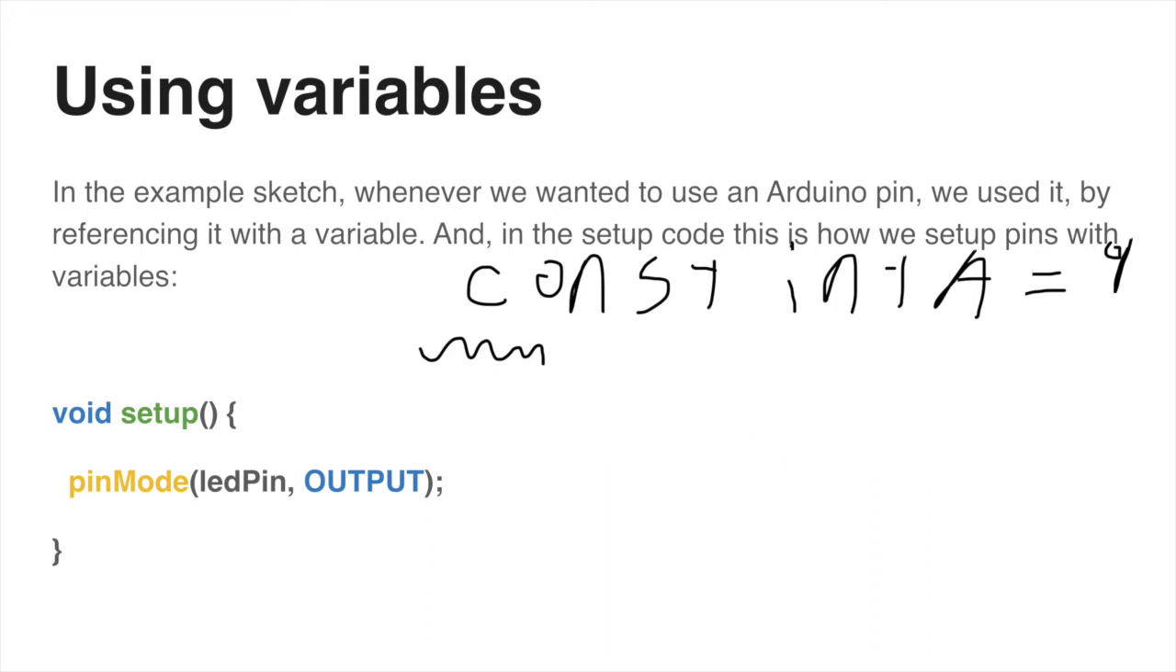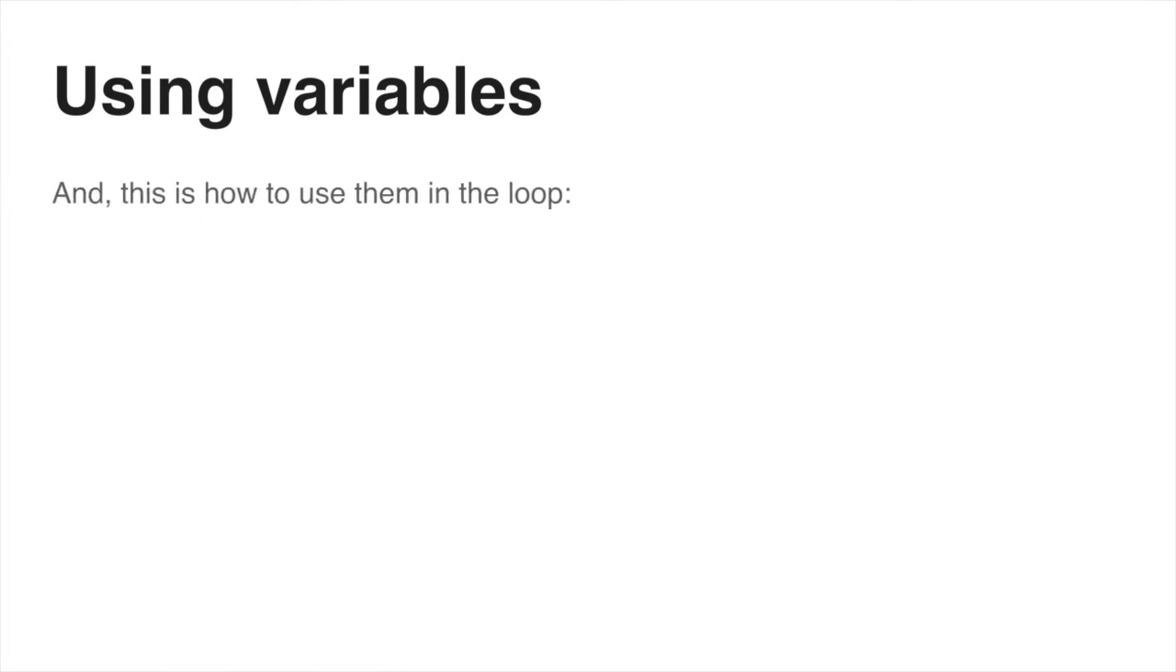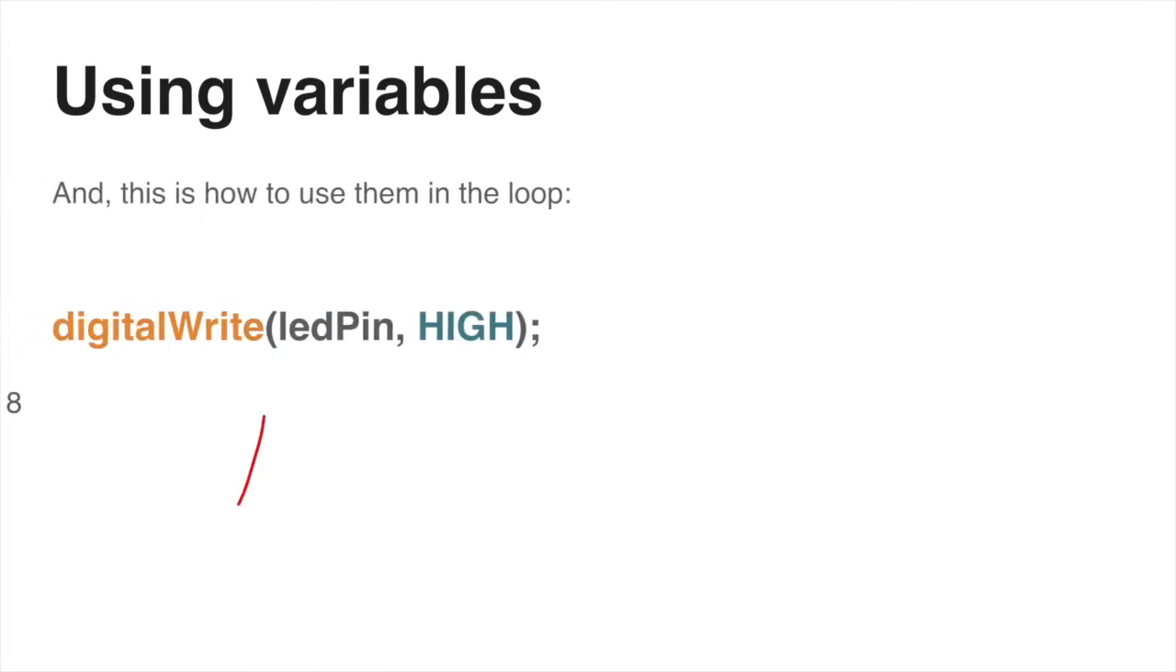The least amount of times that you can put pin numbers, the better, in my opinion, because using variables is a lot more efficient, and it makes a lot more sense in this case. Okay, so that's how variables work and why we use them. Oops, sorry about that. Okay, so again, this is how you use them. You replace the pin number with the variable name itself. Okay, and we're going to get into this in a minute.